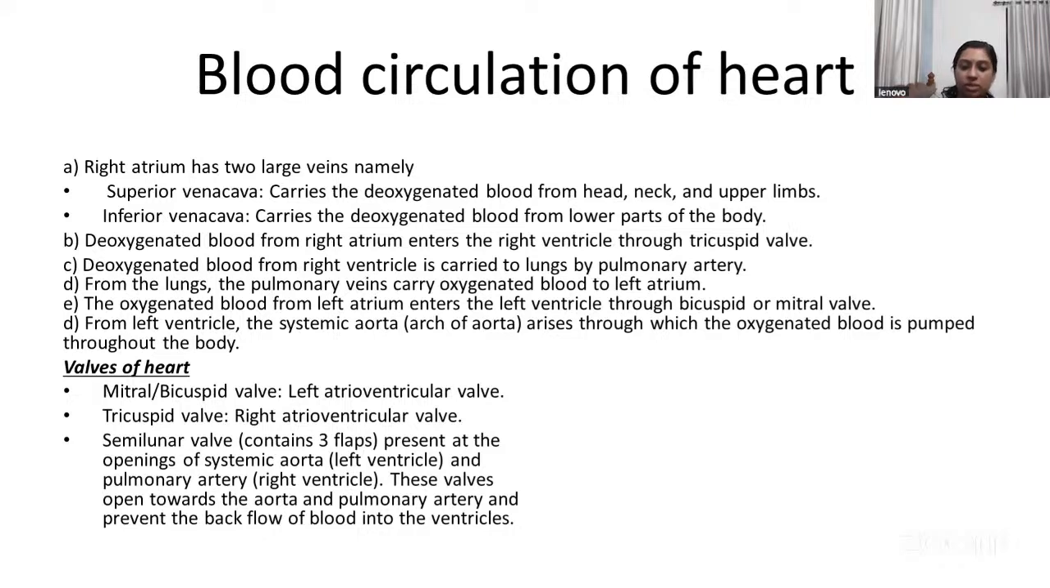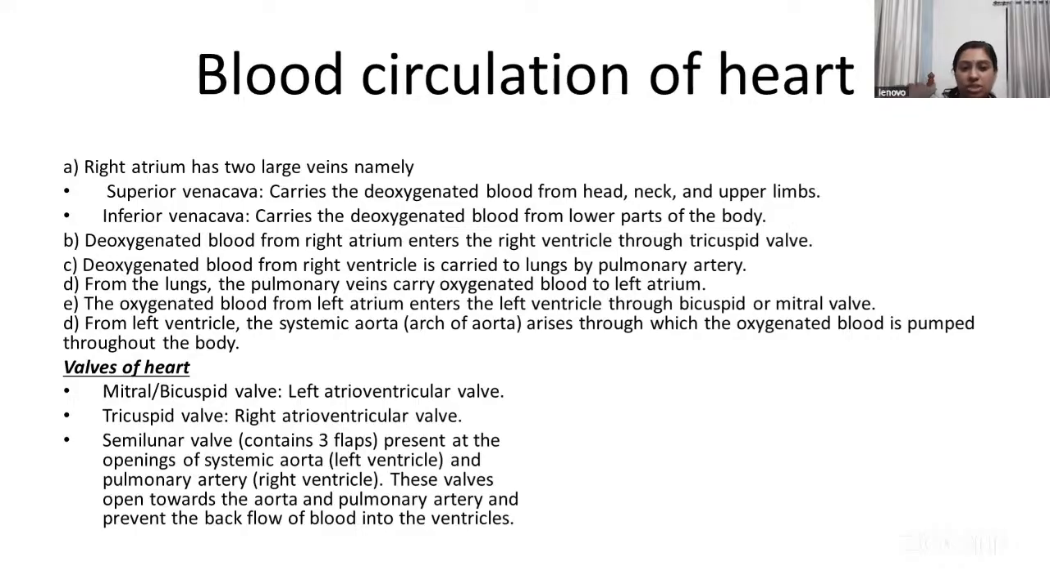So the superior vena cava is carrying the deoxygenated blood from upper parts of the body, especially from the head, neck, upper limbs. Everything, the deoxygenated blood from the upper part of the body, is carried by the superior vena cava to the right atrium. Okay. Whereas the inferior vena cava carries the deoxygenated blood from the lower part of the body. So, the right atrium has 2 large veins: first is the superior vena cava, second the inferior vena cava.